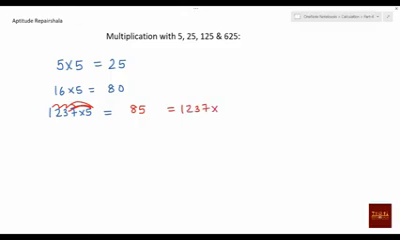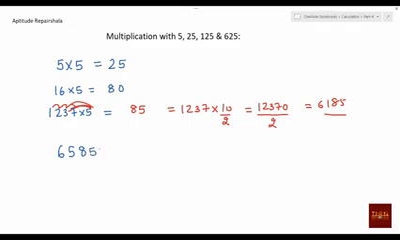Is there a short way to do it? Yes, there is. How? Check. 1237 into 5, right? 5 we can write as 10 by 2, right? Now this is 12370 by 2. Now this is very easy. 2 6s are 12, 2 1s are 2, 2 8s are 16, 2 5s are 10, done. Easy, right?